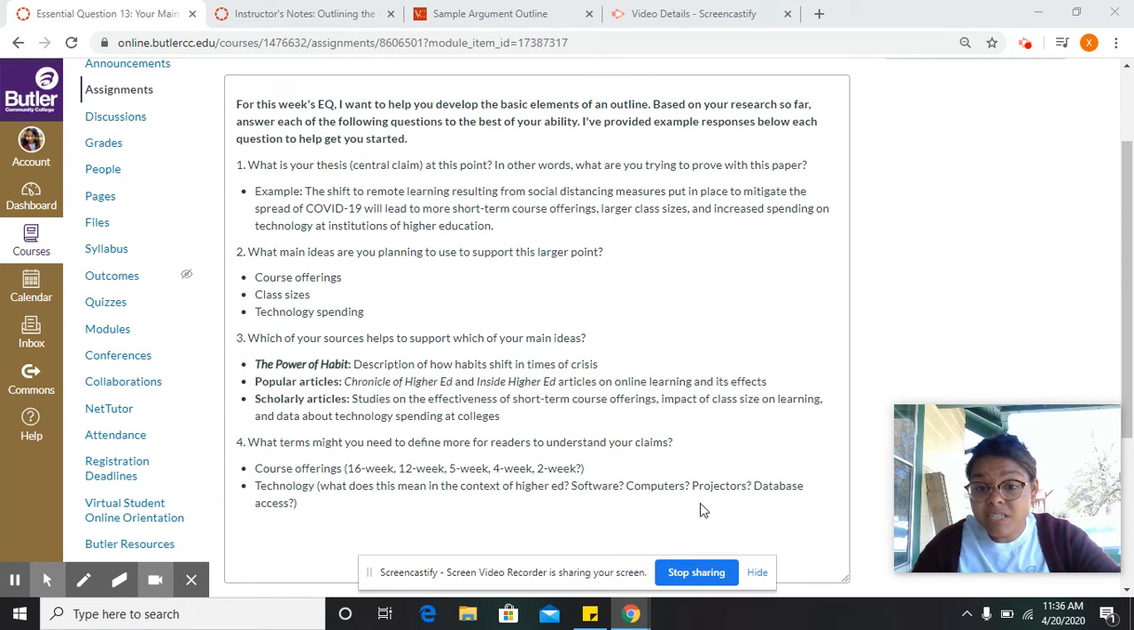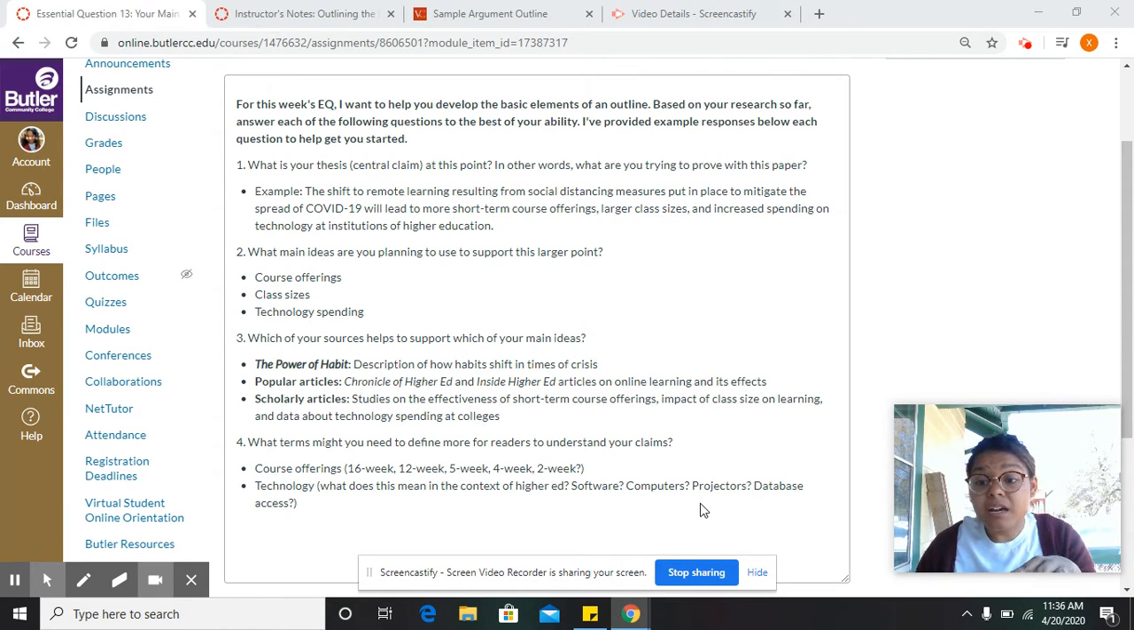If we go back to face-to-face classes, do we need more projectors? How do we handle database access? Remember, when you go to ProQuest or EBSCO or any of the Butler Library databases, you have institutional access to that because we have paid into it, and those are very expensive databases. So my thesis suggests that there may be increased spending on those kinds of resources as we move to a more disjointed remote experience.